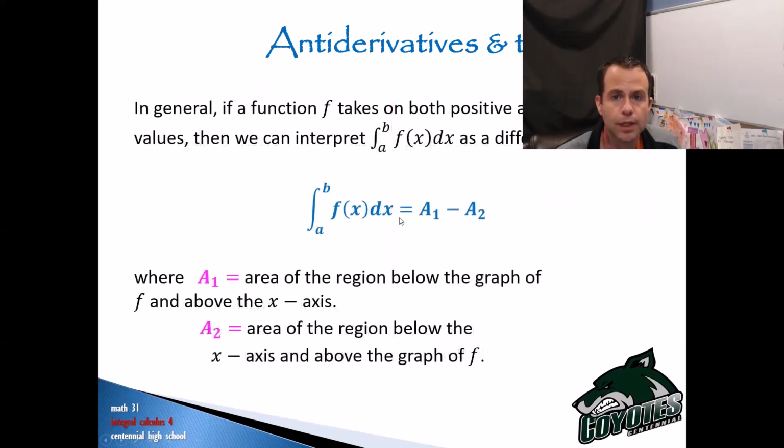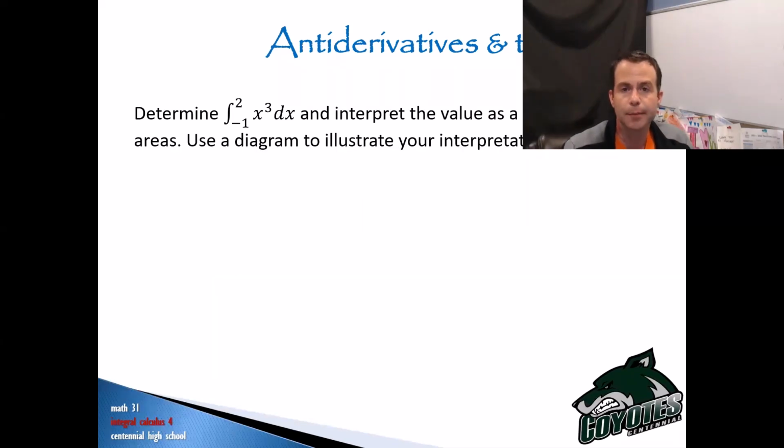Okay, so in general, if a function f takes on both positive and negative values, then we can interpret the integral of f of x from a to b as a difference of areas. And so what we would say is the integral of f of x from a to b would be area 1 minus area 2, where area 1 is the positive area and area 2 is the negative area, the region below the x-axis. And because we're subtracting A2, we end up subtracting a negative, and so we add that on, and that's how we get the total area, okay?